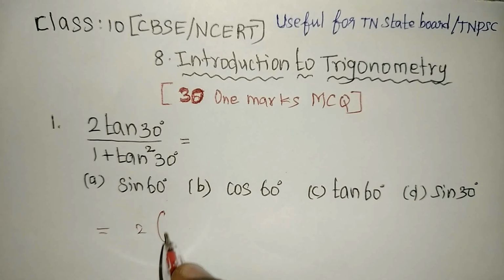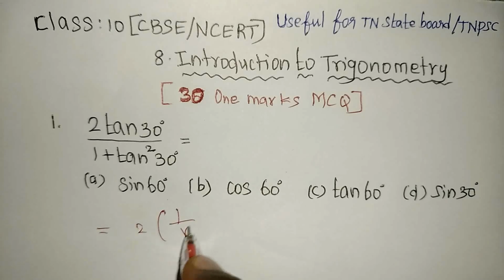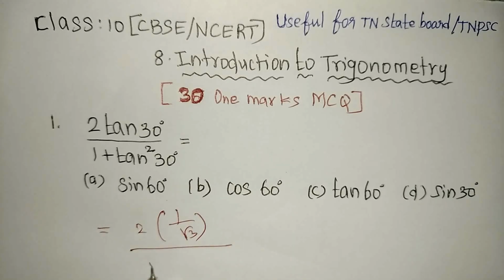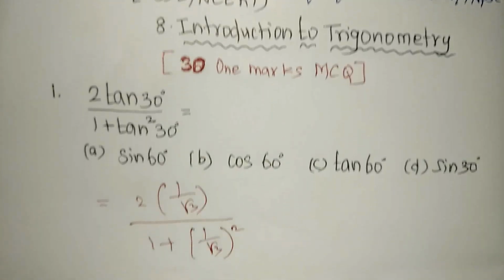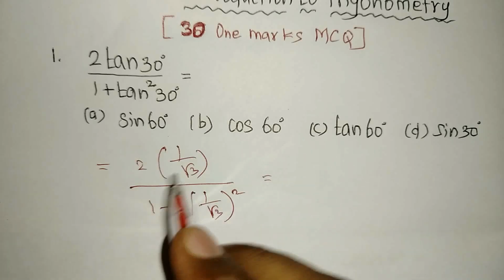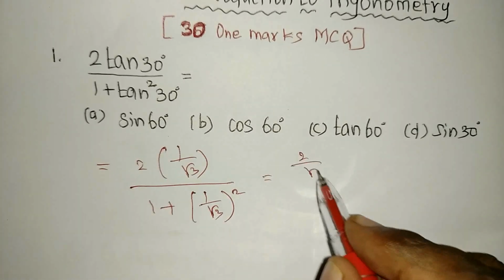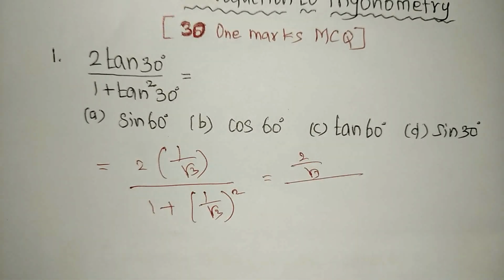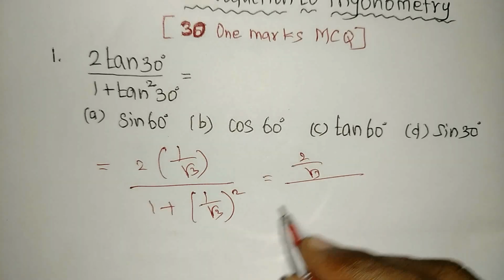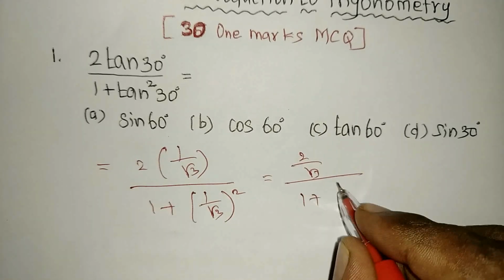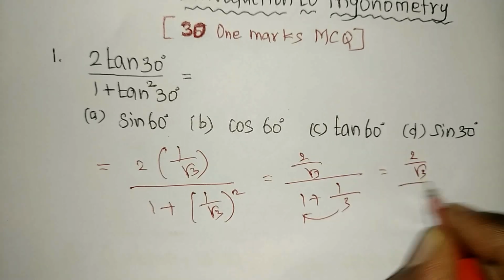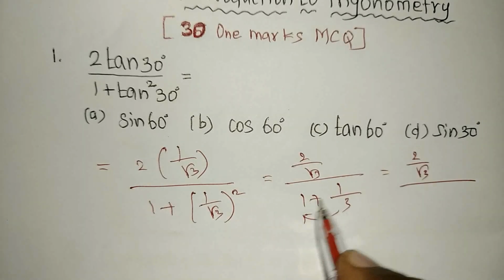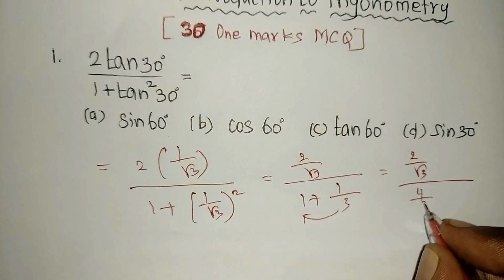So 2 into tan 30, in the sense we know it is 1 by root 3, whole divided by 1 plus tan square 30, that is 1 by root 3 whole square. That's it. Now we'll simplify this. You will get this answer. So 2 into 1, 2 divided by root 3. And if you apply the square, 1 divided by 3. Take cross multiple: 1 3s are 3, 3 plus 1 is 4. So 4 by 3.